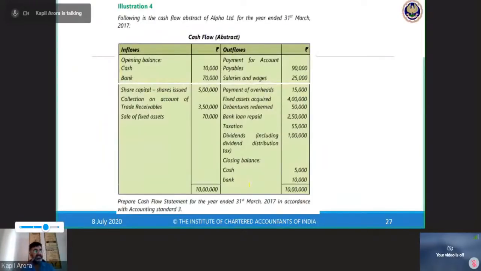We have been given the following items, and we have to prepare the cash flow statement for the year 31st March 2017. We have been given all the items where inflows and outflows of cash are mentioned. So we will go step by step and let's close this question quickly.